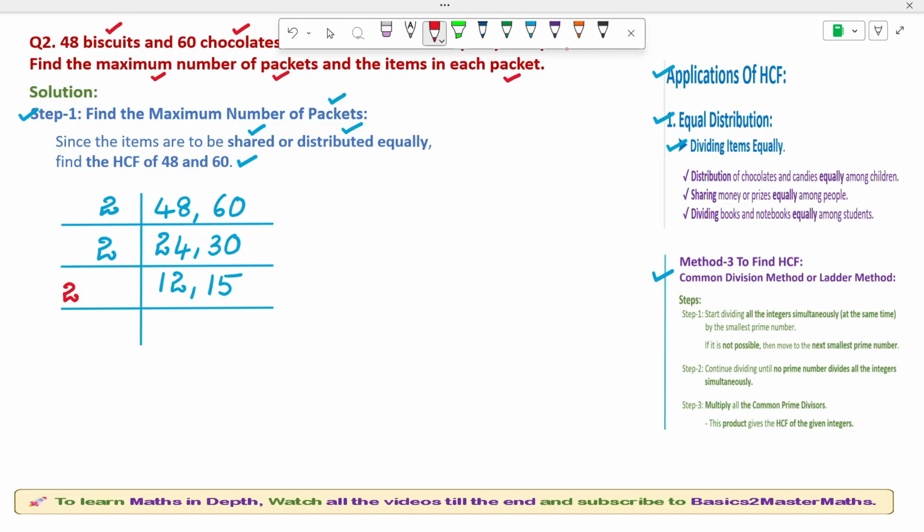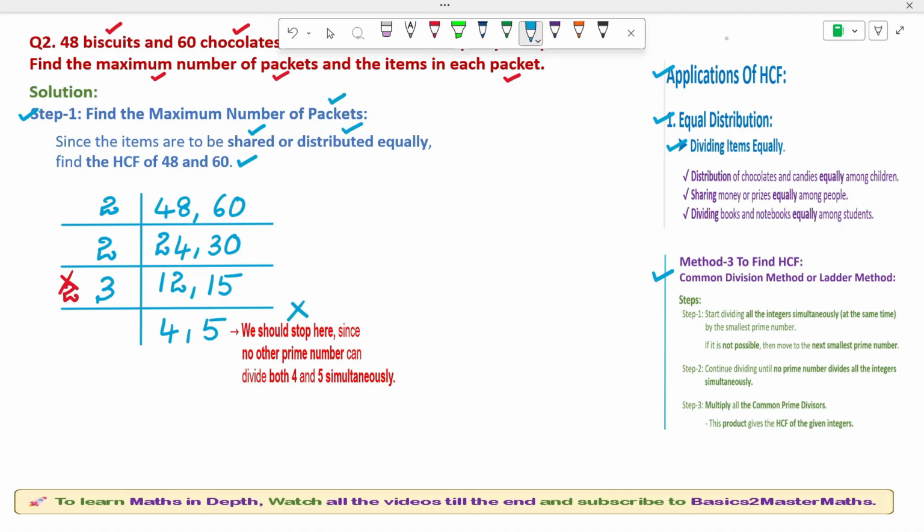Since 2 does not divide both 12 and 15 exactly, move to the next smallest prime 3. Since 3 divides both 12 and 15 exactly, we get 4 and 5. Observe, we should stop here since no other prime number can divide both 4 and 5 simultaneously. Got it?